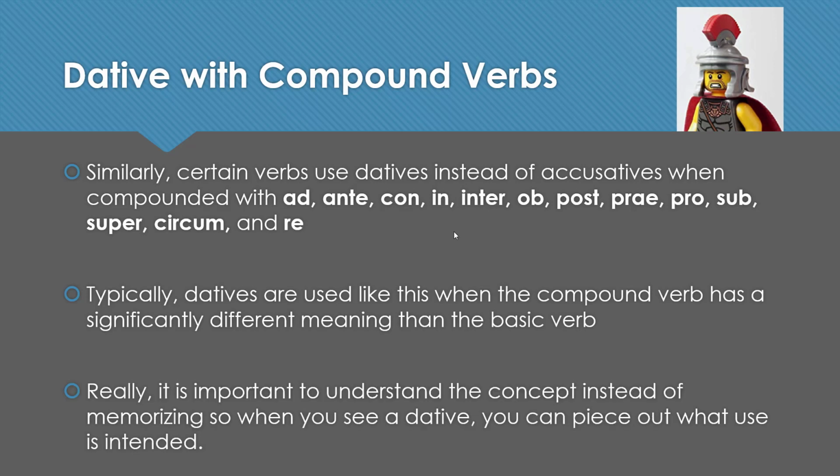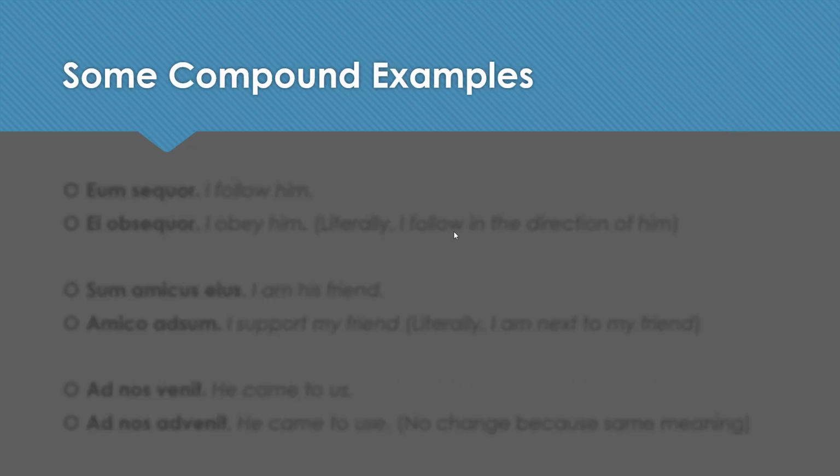And again, I'm trying to stress this a bunch. It's really important to understand the concept instead of memorizing all of the compound verbs or all of the special verbs, so that when you see a dative, you can piece out what use is intended in that particular sentence. It's just being aware of these different uses. It's like the different uses of the ablative again. It depends on the sentence, depends on the context. Same thing with these datives. Now, here are some examples.